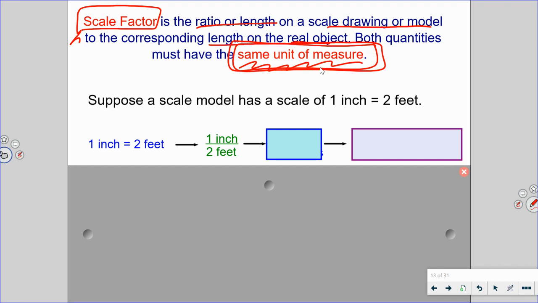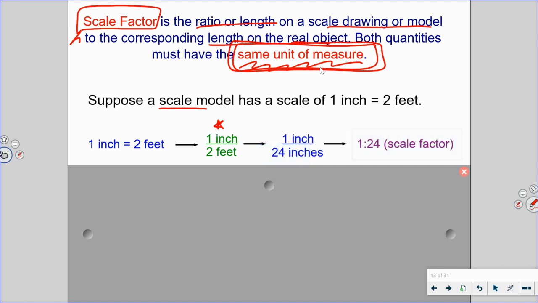Take, for instance, I'm giving you a scale of 1 inch to 2 feet, and I've written that as such. But a scale factor must have the same units. So let me change these both to inches. 1 inch does not change. 2 feet is the same as 24 inches. And so while the scale of 1 inch to 2 feet is written with different units, the scale factor, and notice I didn't have to write 1 inch to 24 inches, it does mean the same thing. So that's the difference between a scale and scale factor.